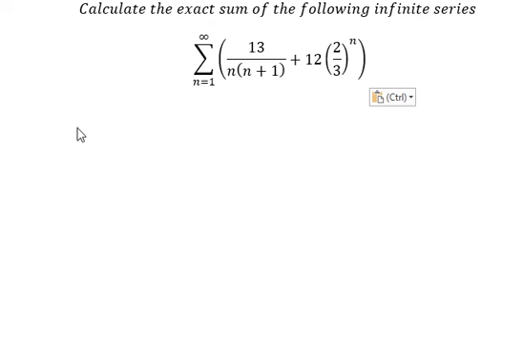Hello everybody. So today I will talk about calculus. The topic today is about finding the summation of this one. So now I will show you how to answer.